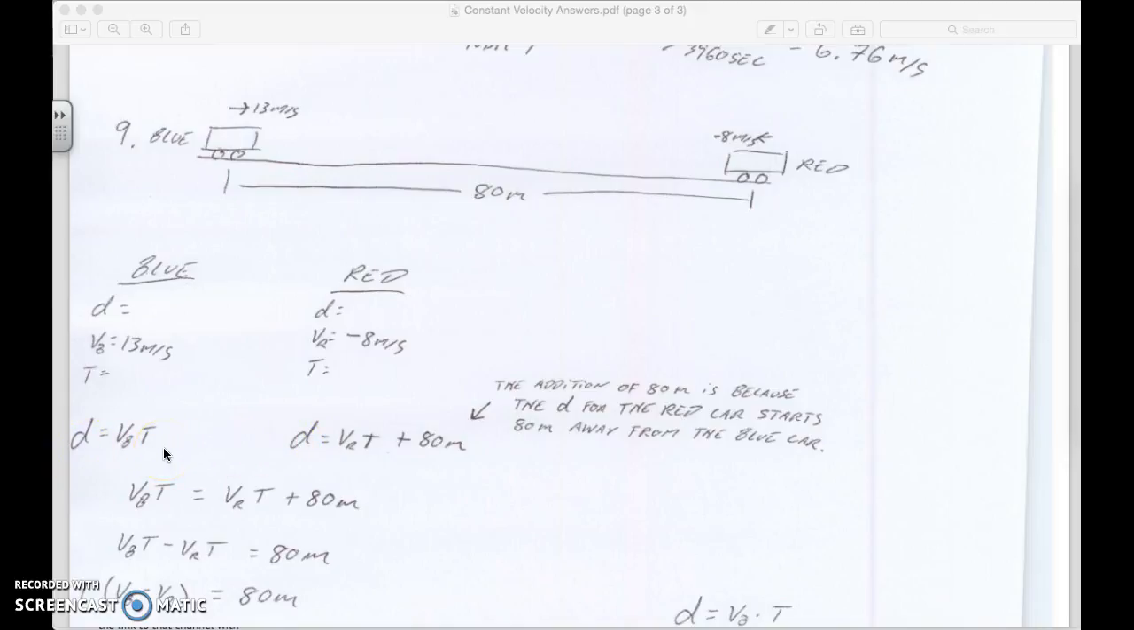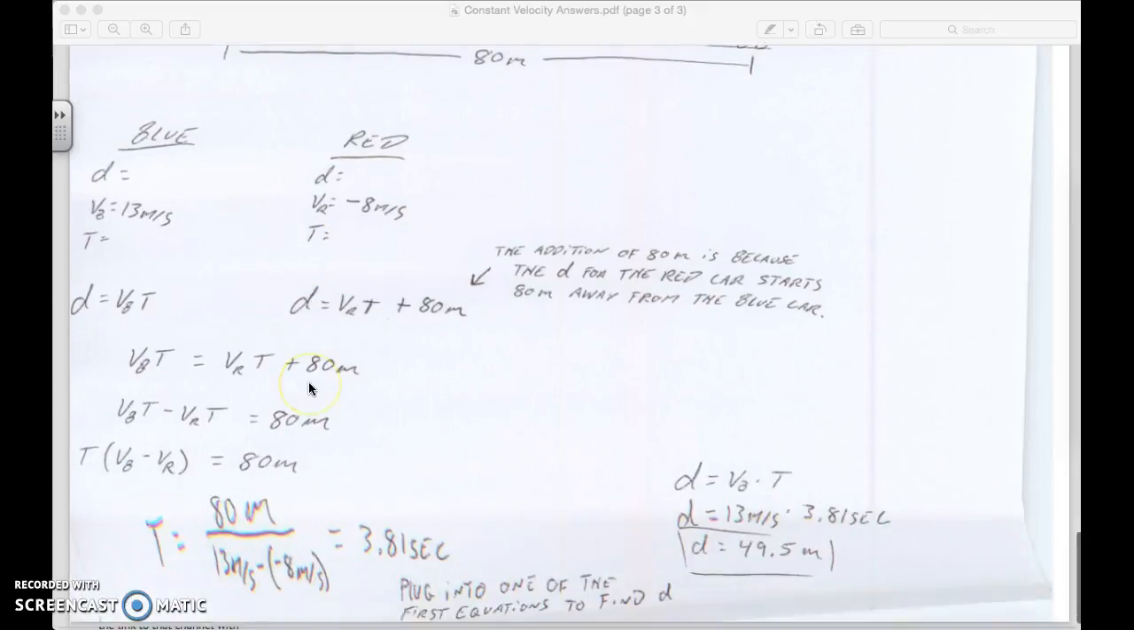From some starting location. Well, we're going to say that the starting location, the 0 point, is where the blue car is. So at time 0, the red car is not located here. It's located out here at 80 meters. So when time is 0, for the red car, D equals 80. So at time 0, V times 0, this whole thing would go away. D equals 80. That's why this works.